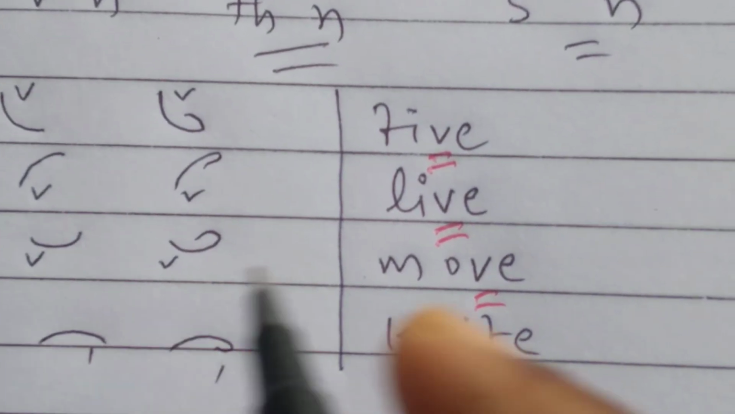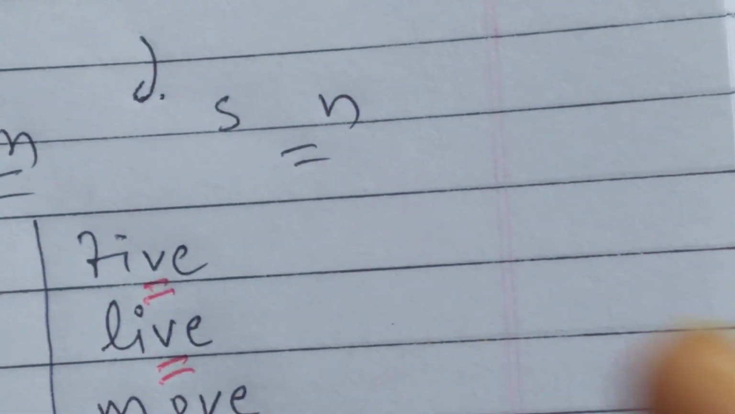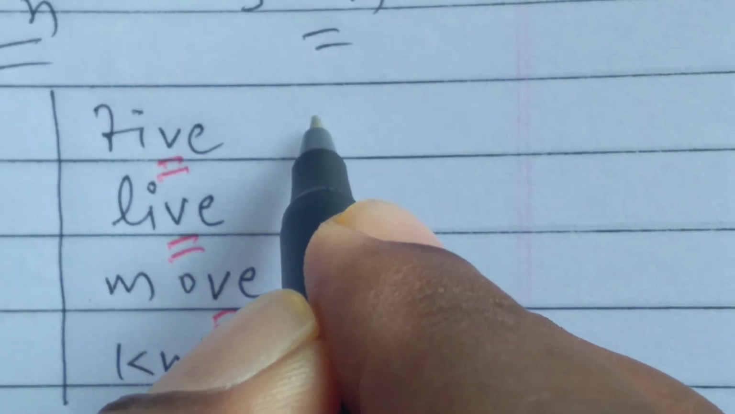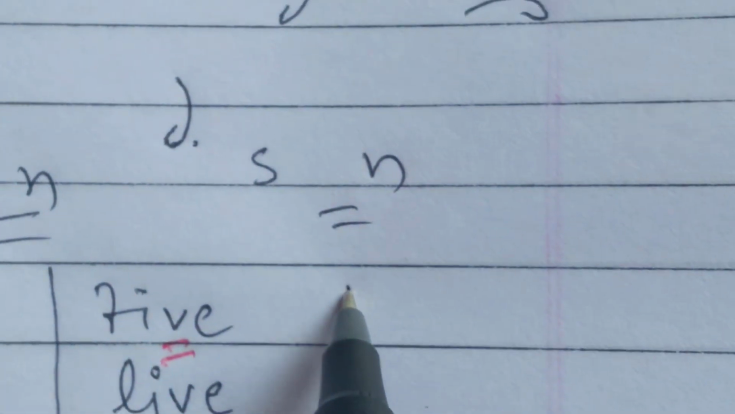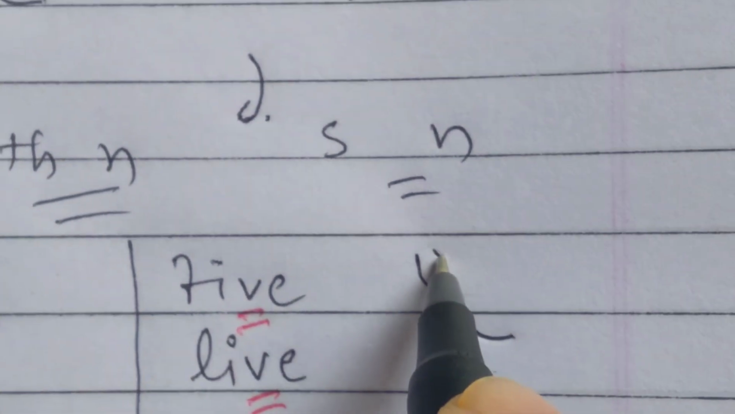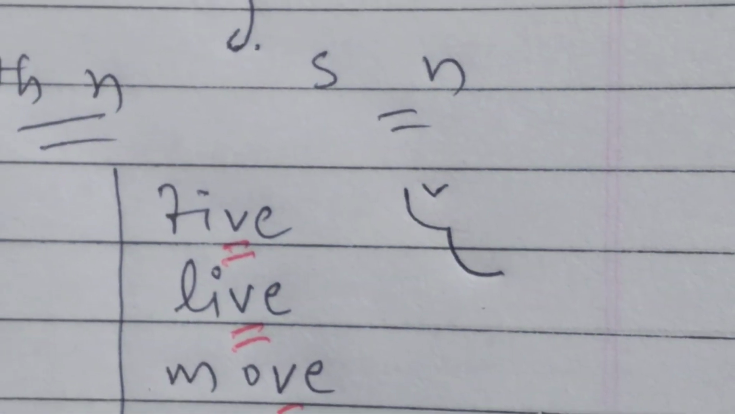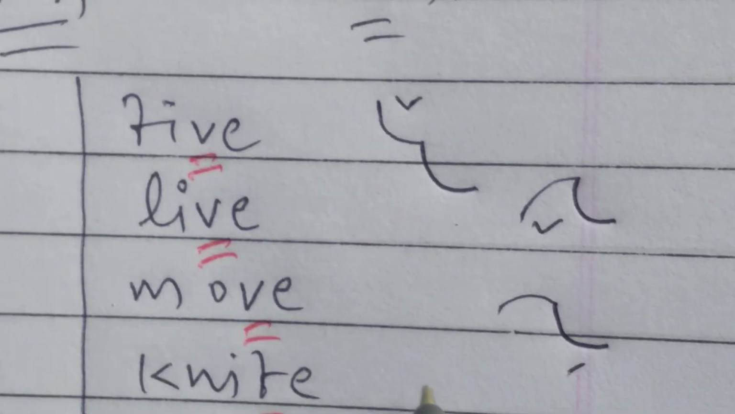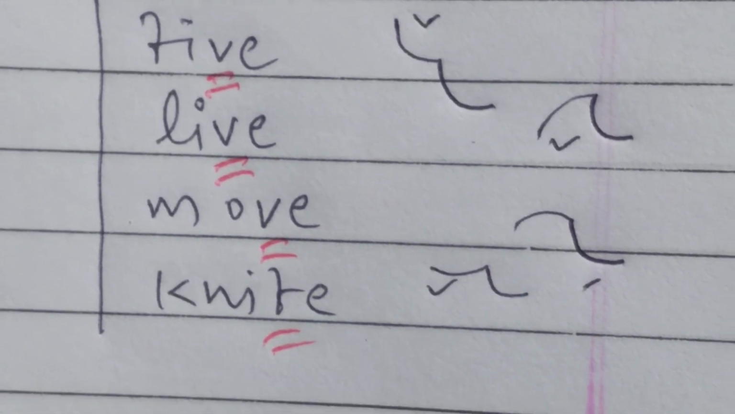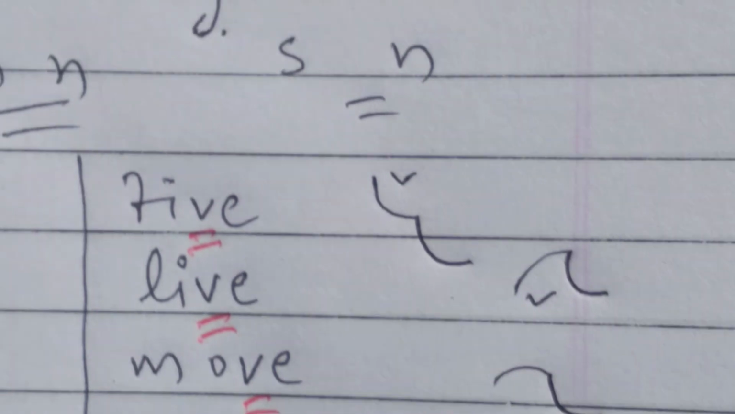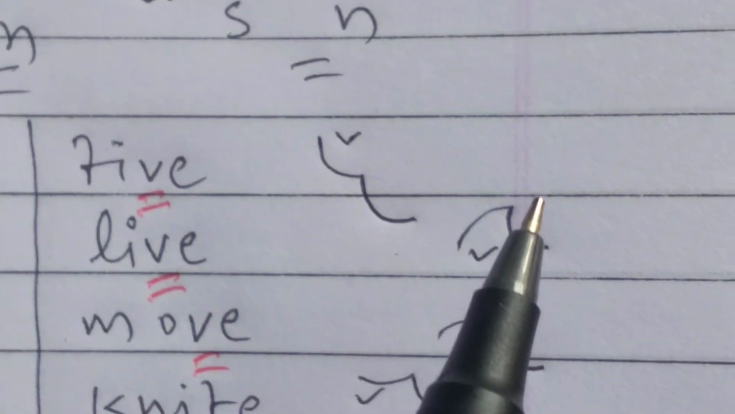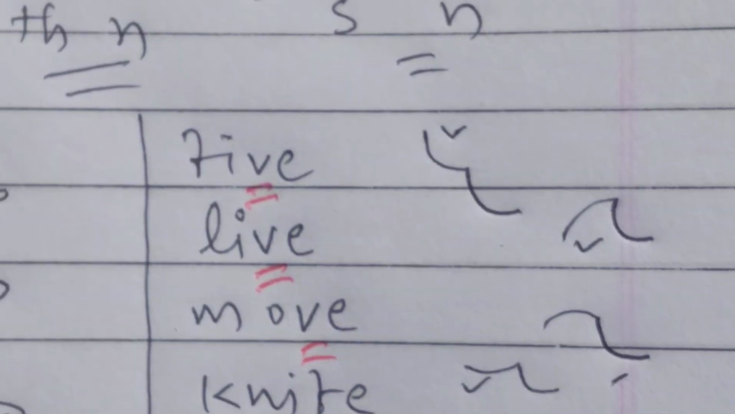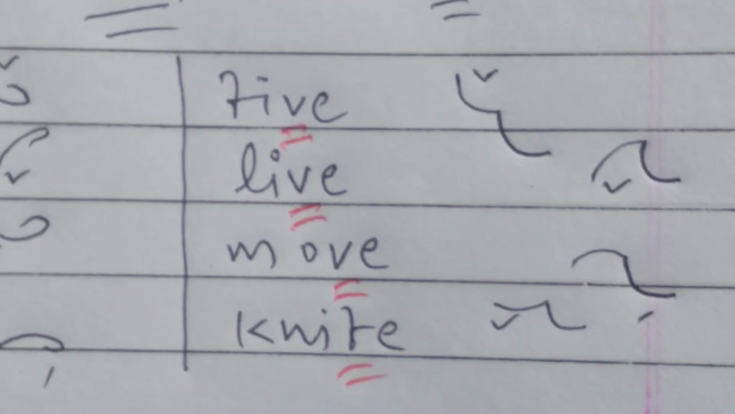For this, there is no hook for F and V here. In this case, what we have to do is write full strokes like this. Five. We have to write full strokes. Five. Live, move, knife. Why? Because there are no hooks. There is no chance for us to write with the hooks. That's why we write full strokes. That is the reason why we don't write like this.